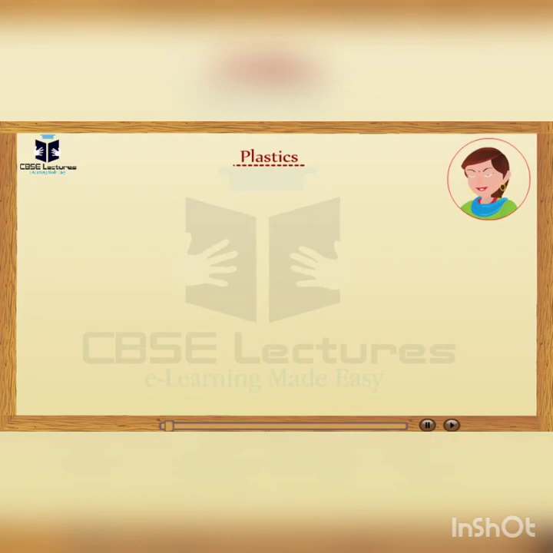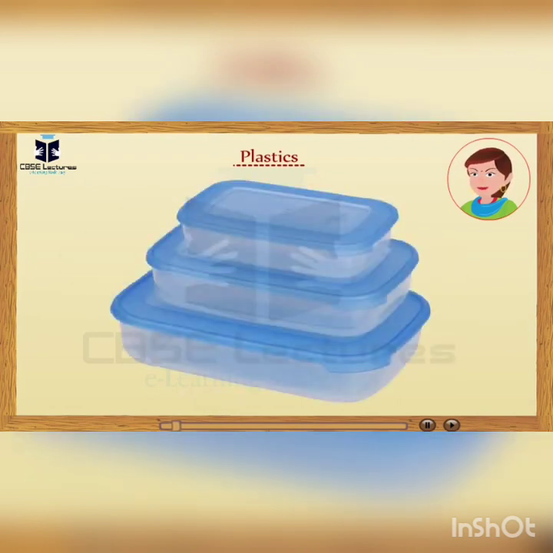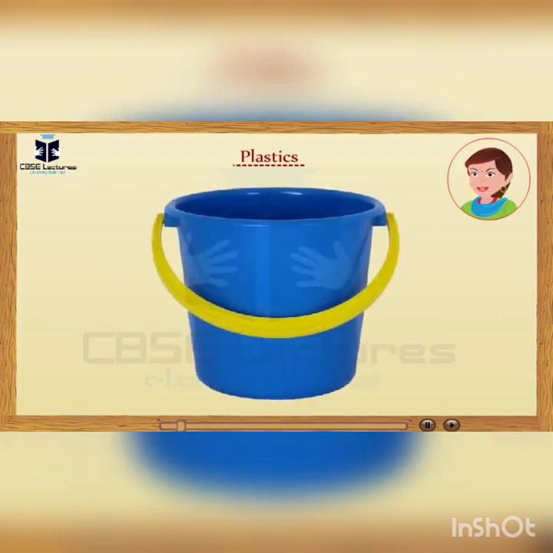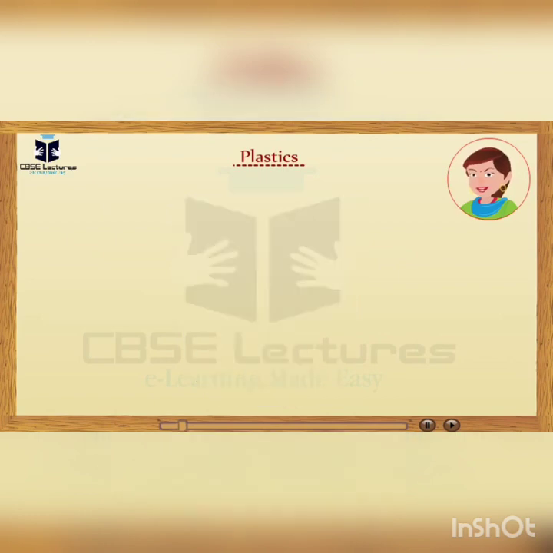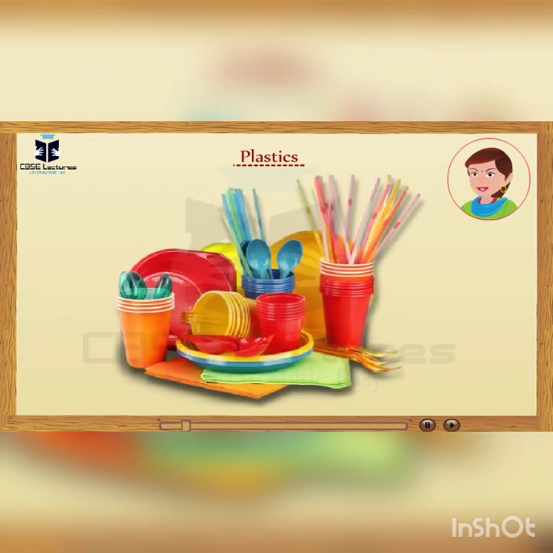Plastics. We use number of articles made up of plastics in our daily life, like your water bottle, pencil box, tiffin box, even at your home. You must see most of the articles are made up of plastics, like buckets, mug, water tank, chair, table, pump switches, even utensils, and endless product we use in our daily life. Plastics are made in all possible sizes, shape, and color.